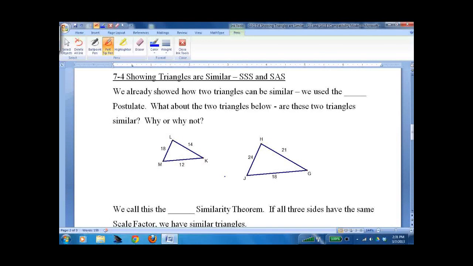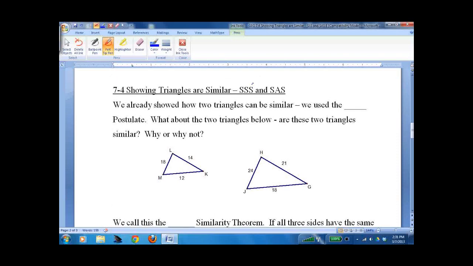Lesson 7.4, showing triangles are similar. Side, side, side, and side angle side. That's what these mean up here. Side, side, side, side, angle, side.